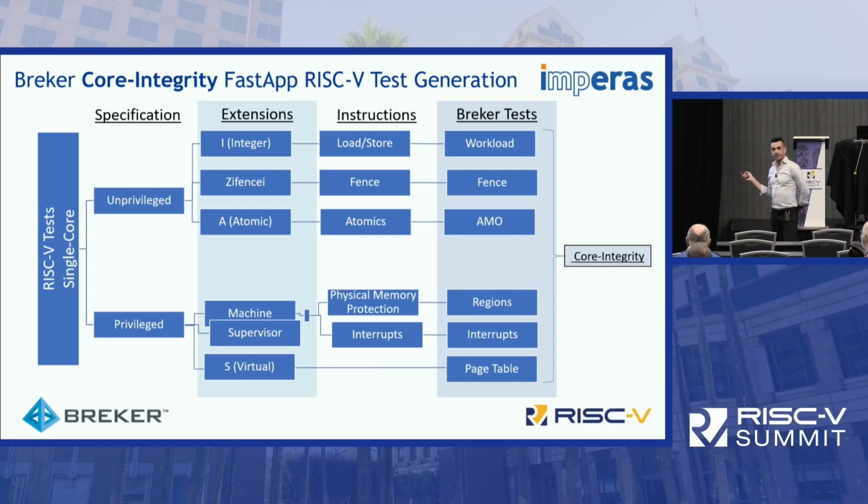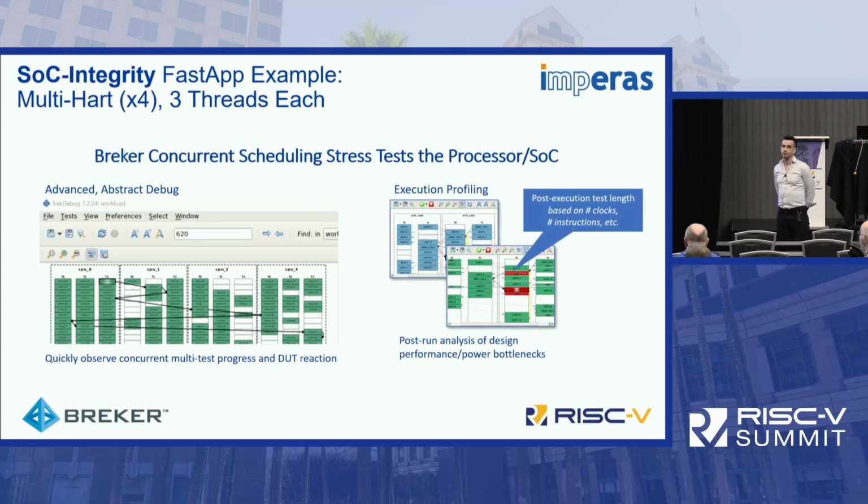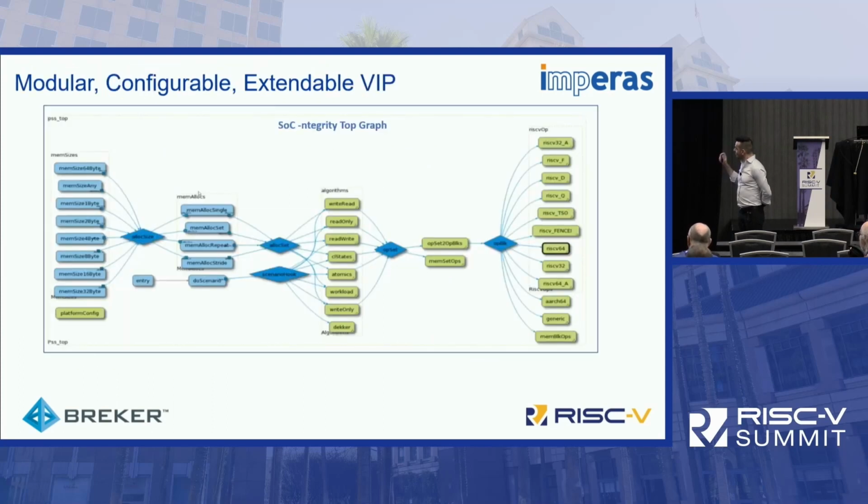On top of the core integrity, we also do SoC integrity apps. SoC integrity apps involve more multi-core, multi-hart designs. And if I have time at the end, I can talk a little more about the diagrams that I'm showing here. But let me go through an example of what it means to actually get a Trek app, a fast app, and what it involves.